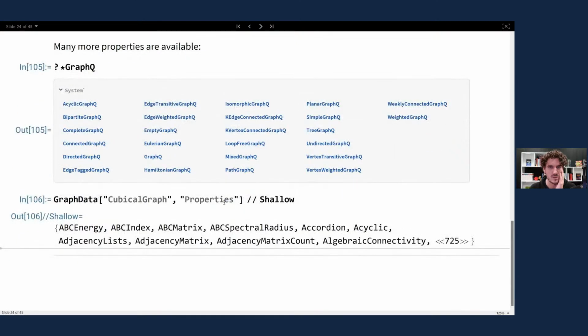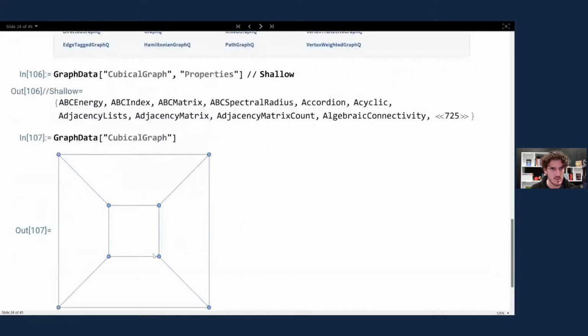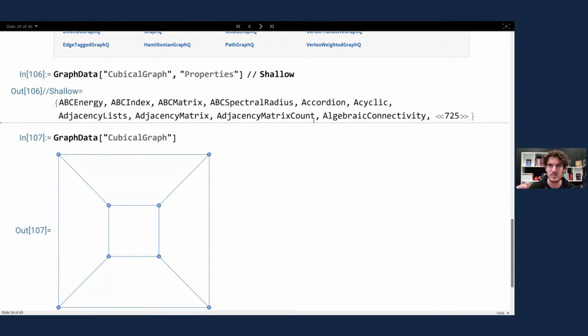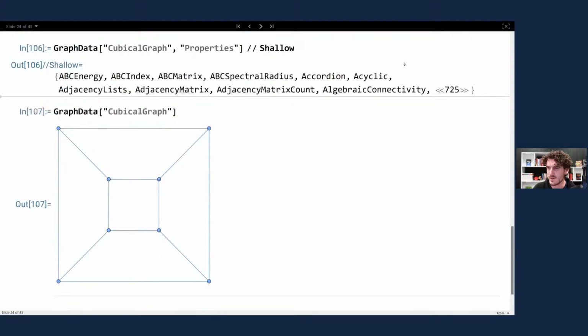And this is just showing us the properties that we can query on this particular graph data. Wow. Okay. Very simple graph, but technically we could go through these over 730 different properties and find those for this graph. Okay. So this is extensive stuff.